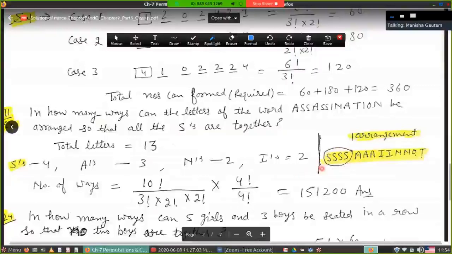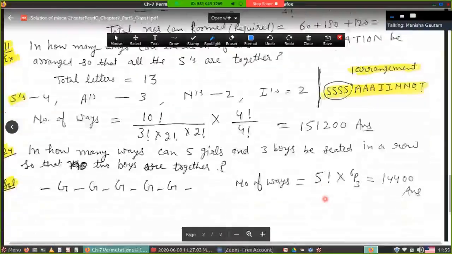And these 4 S can be interchanged in their places, but they are the same. That's why 4 factorial upon 4 factorial cancelled, 1 is there only. But you can write it, because it's a process to do the question: 4 factorial upon 4 factorial. Repetition of 4 factorial, or in the numerator it is 4, that's why 4 factorial. Simplify it, you are getting 151200. This is the answer, the number of ways.